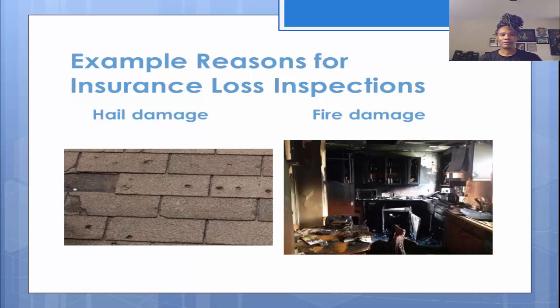So here are just a few examples. To the left, you see a roof that had hail damage. As you can see, there's shingles missing. There's big holes from, it looks like, very large hail that came in, and it caused this roof to have damage. And the picture to the right, this is fire damage to a kitchen, where a kitchen caught on fire. The cabinets, the walls, all of that damage right there.